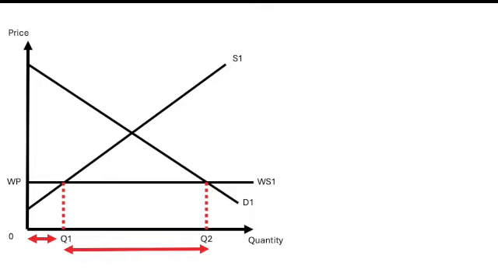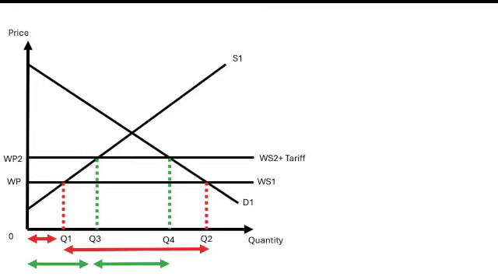Now, if the government is going to implement a tariff, they want to reduce that volume. So how do they do it with a tariff? They place a tax, and that tax increases the price from world price to world price 2. So that difference between the two is going to be the tax revenue towards the government per unit.